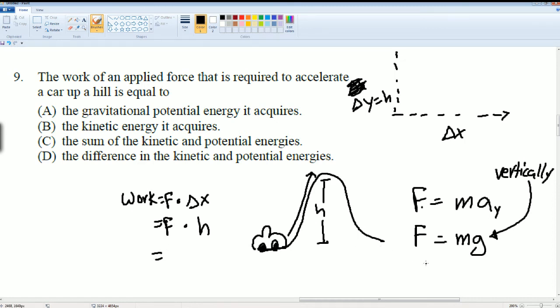Force breaks down into mg. Delta x was actually h. This work that is being applied vertically is just mgh, which is just gravitational potential energy.